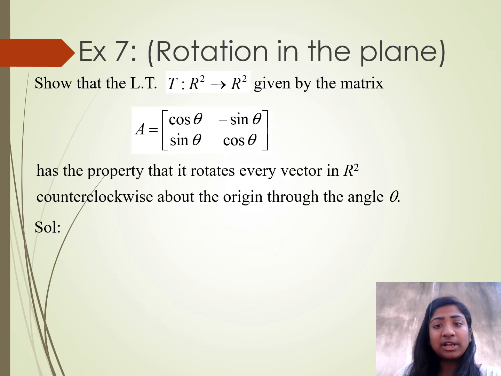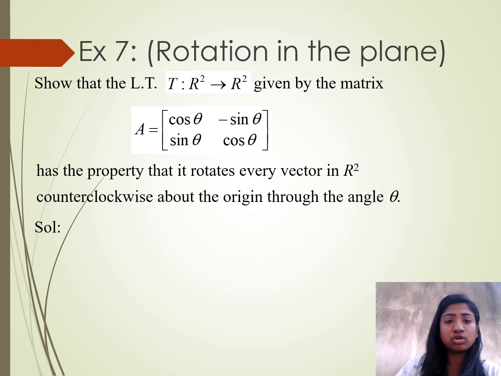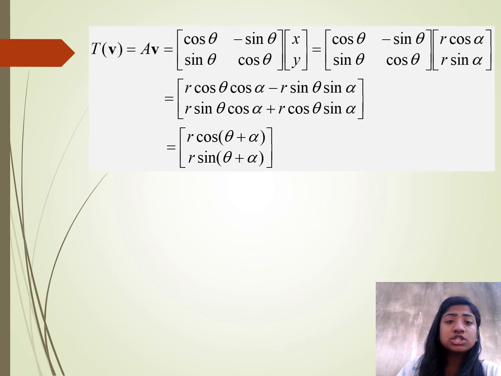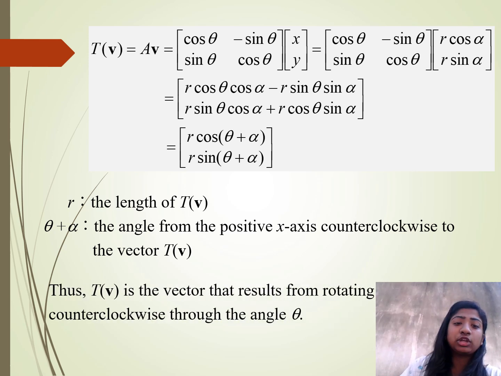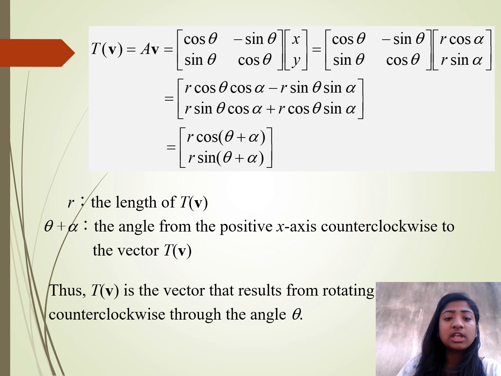Example: the next example is rotation in the plane. Show that the T mapping R square to R square given by the matrix A equals cos theta, minus sin theta, sin theta, cos theta has the property that it rotates every vector in R square counterclockwise about the origin through the angle theta. Here is the proof to show it. T of v equals A times v. We can solve the matrix as given. We can multiply it. Here r is the length of T of v and theta plus alpha is the angle from the positive x-axis counterclockwise to the vector T of v. Thus T of v is a vector that results from rotating v counterclockwise through the angle theta.